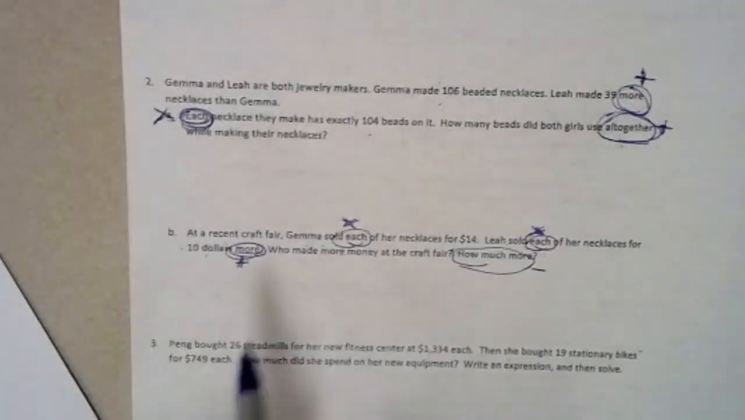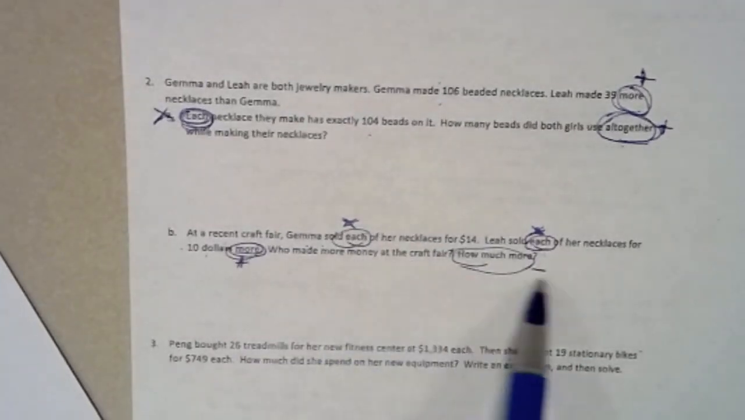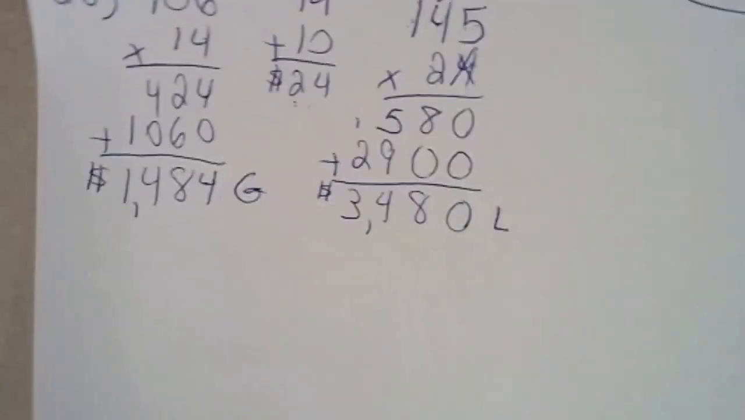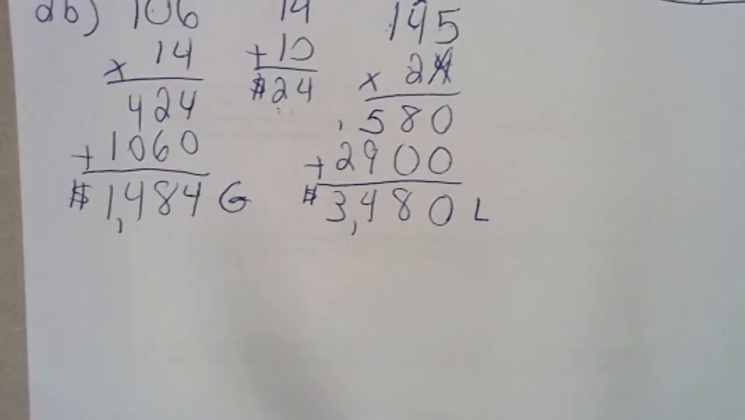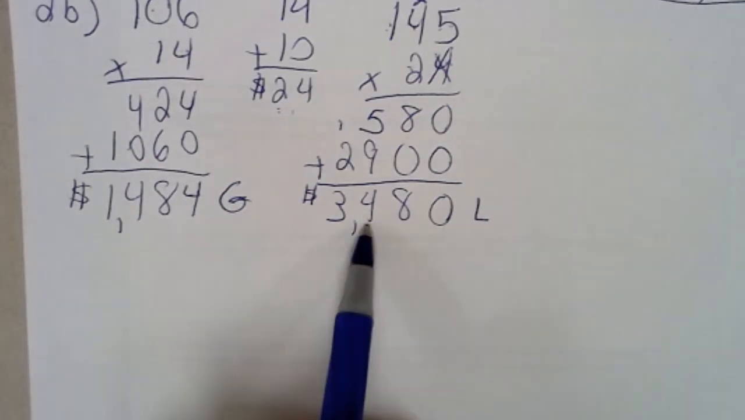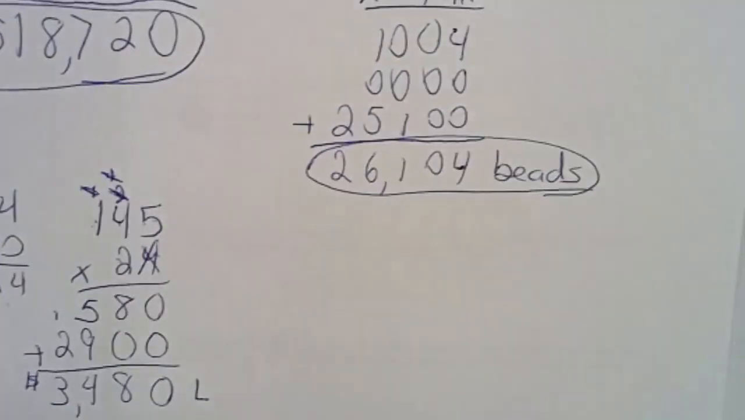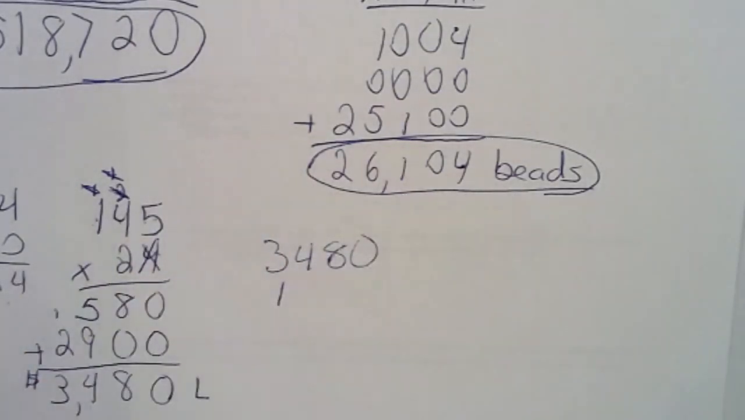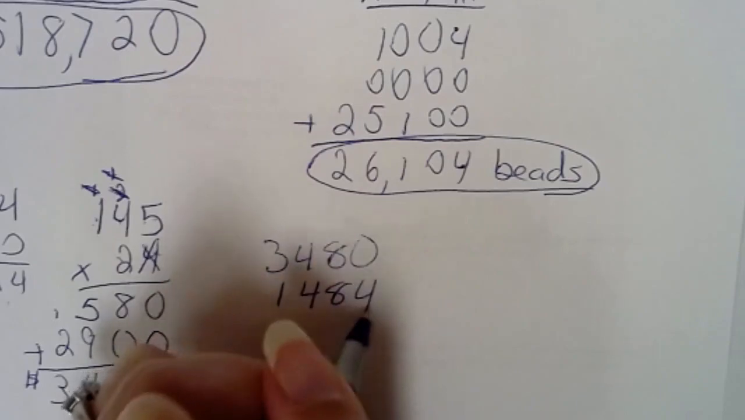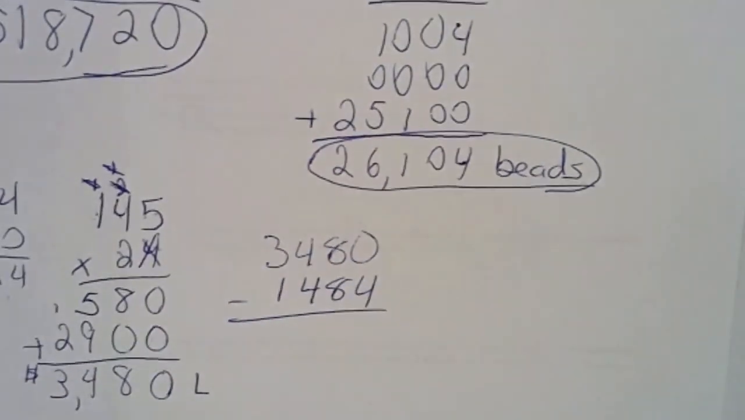So if we go back to our question, 2B, who made more money? How much more? So let's look. Who made more money? Leah made more money. So you need to write that in a sentence, Leah made more money. The second part of that says, how much more? Since we already identified the keywords how much more means to subtract, we are going to subtract Leah and Gemma's money. So 3,480 was Leah's, 1,484 was Gemma's, and we're going to subtract those.